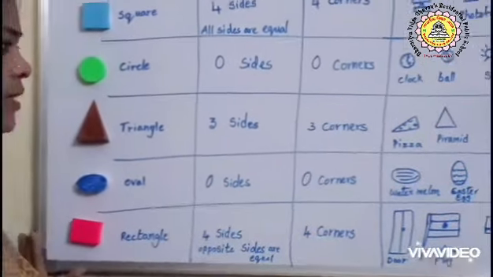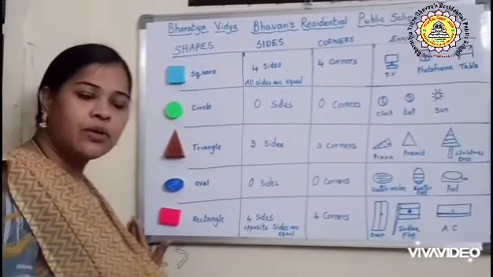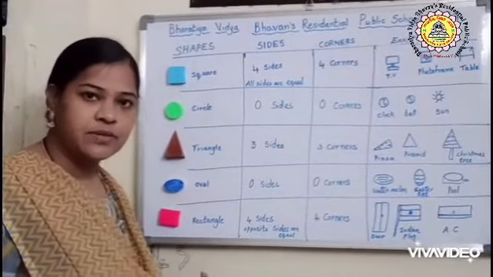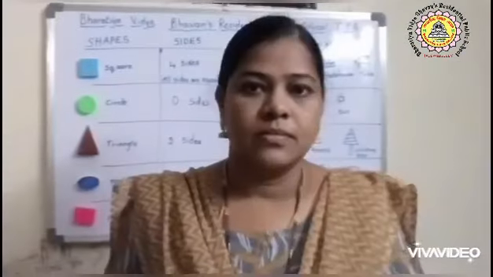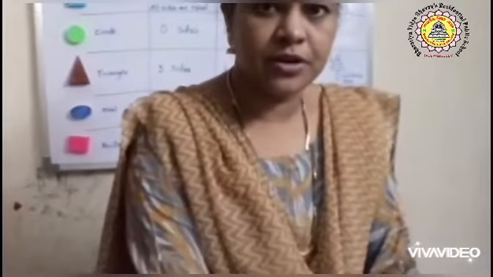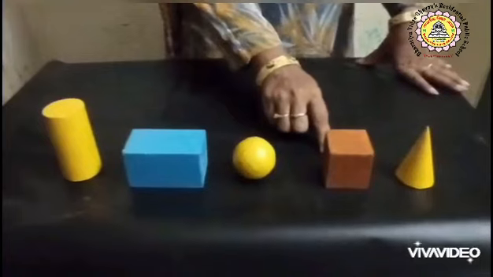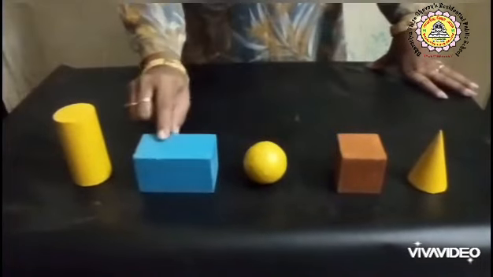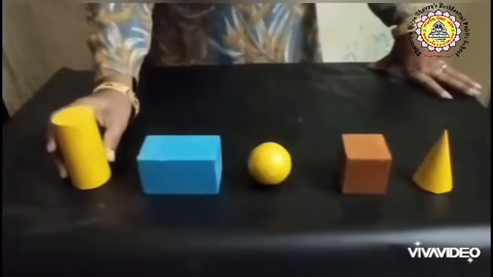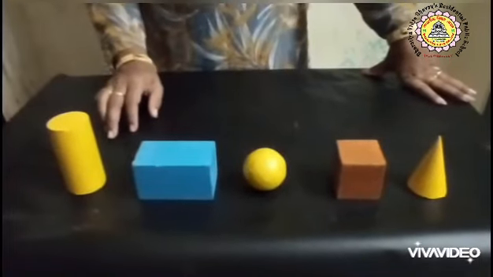Till now we have learned about 2D shapes, right, children? Now we are going to learn 3D shapes. Today we are going to learn some specific 3D shapes, children. See here, a cone, a cube, a sphere, a cuboid and a cylinder. Now let us see what makes these shapes different.